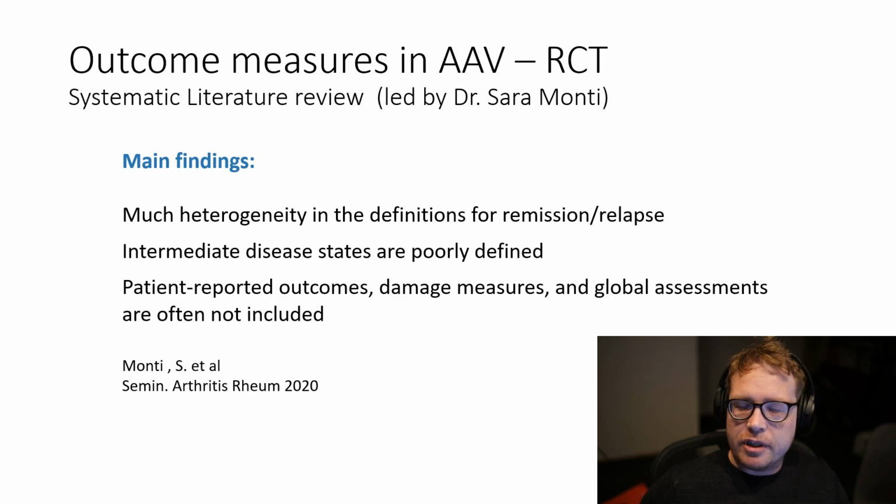As part of this project, we have conducted a systematic literature review on the outcome measures that are used in AAV RCTs. This project was led by Dr. Sara Monti. The main findings are that the trials differ considerably in their definitions for remission and relapse. Intermediate disease states are poorly defined. Patient-reported outcomes, damage measure, and global assessments are often not included.